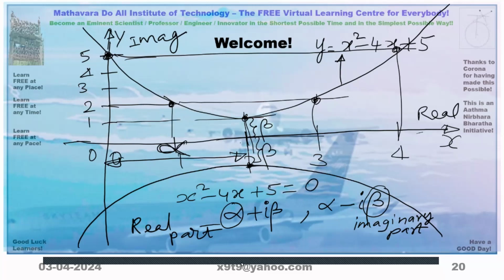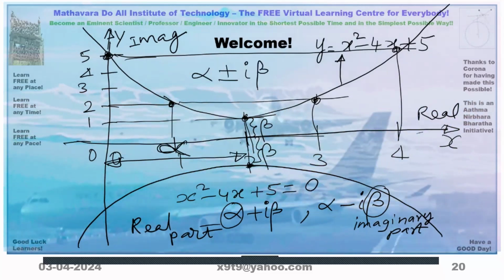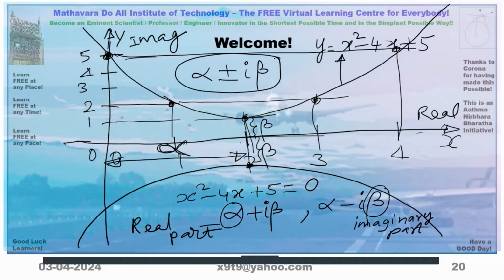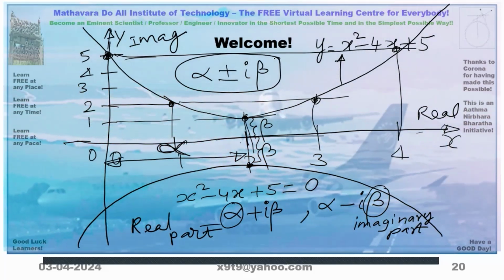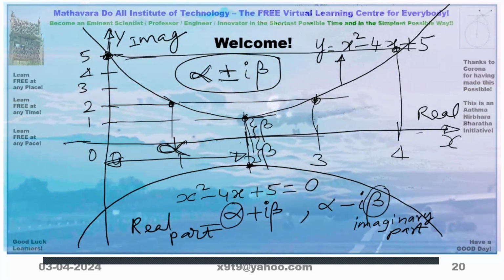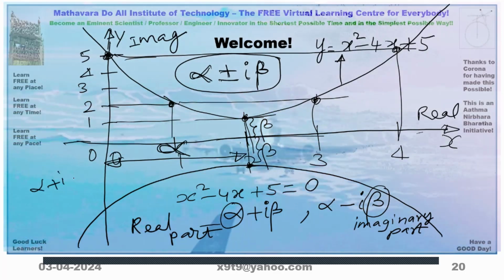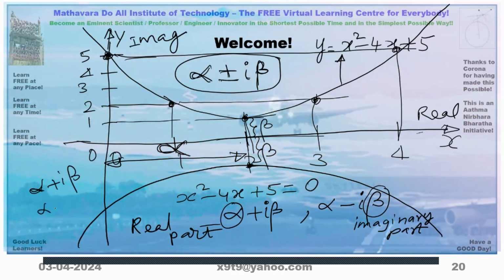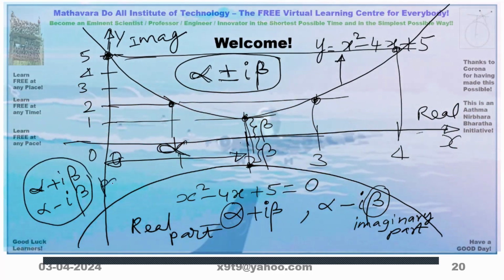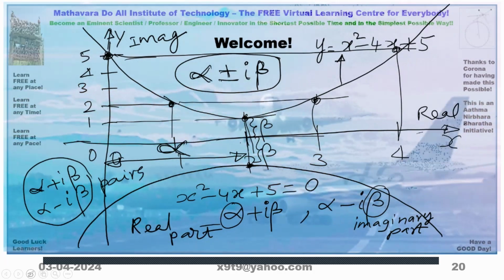So these roots are written like alpha plus minus i beta. That means there will always be two imaginary points, not one. They will always be in this form, alpha plus minus i beta. That means if alpha plus i beta is a root, then alpha minus i beta is also a root, because they always occur in pairs. So this one we will see by an example.